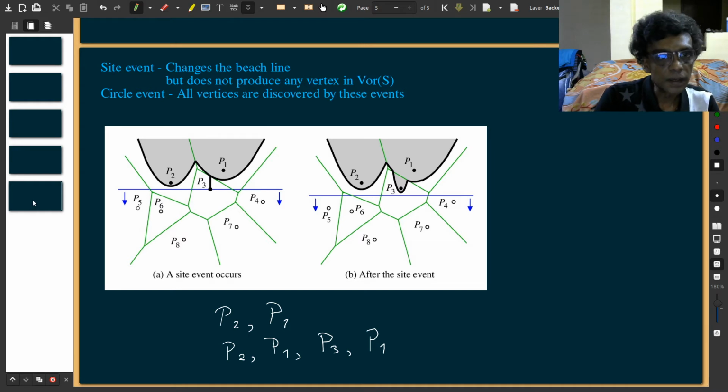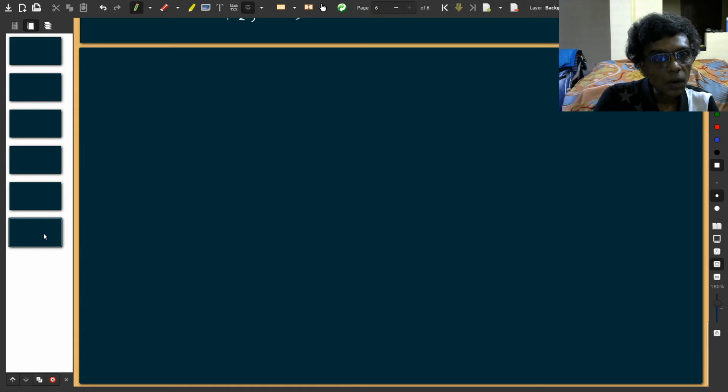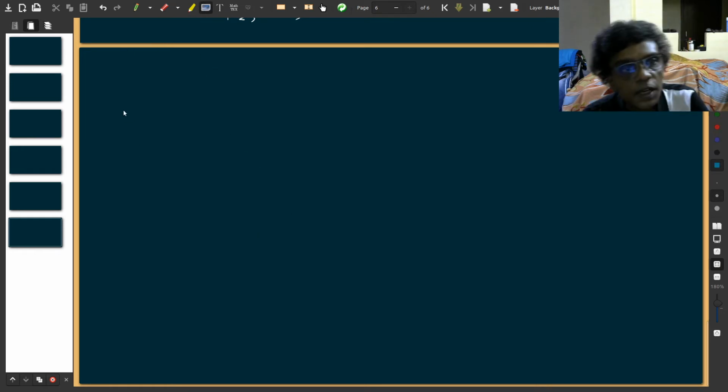Now let us look at a circle event. This is a more complicated thing. So now let us look at a circle event. I will bring a picture again.